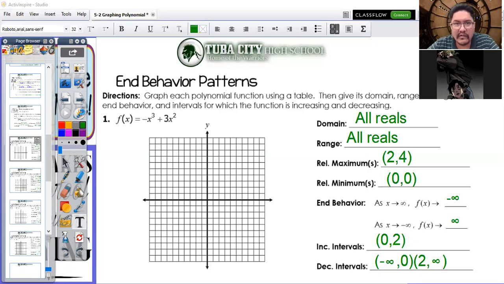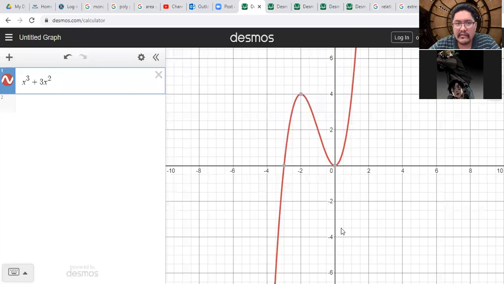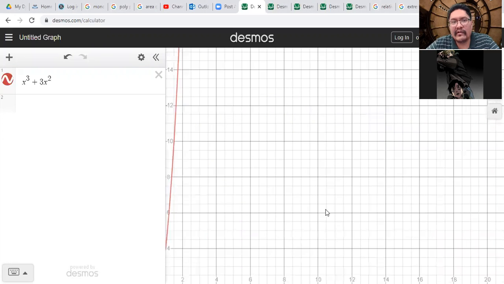Okay, so I got this one graphed, so I'm going to go ahead and move on over here to the graphing screen. And here we have that N shape that you generally see with cubic functions. You got the little N shape. So the domain, this graph goes on forever in both directions.